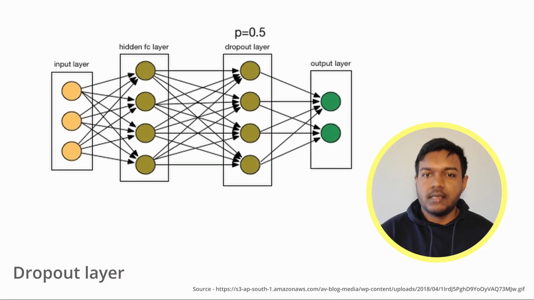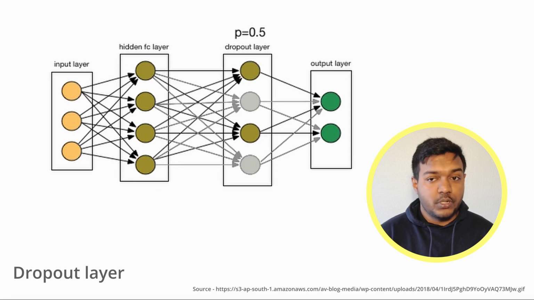So how do dropout layers work? In a dropout layer, a certain proportion of the input units are randomly selected and set to zero during each training iteration. The proportion of units to be dropped out is typically specified as a hyperparameter of the network. During testing, all units are used, but their outputs are scaled by the dropout rate.